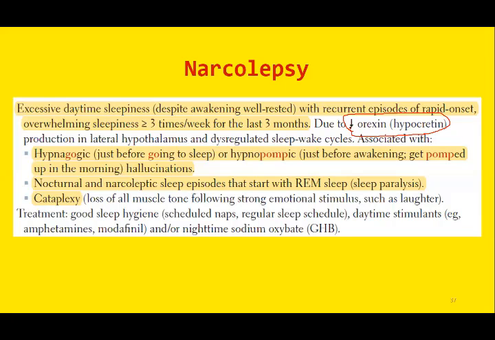So this is all for today's session. Today we discussed what is sleep, why do we sleep, what are the types of sleep, and what are the important disorders related to sleep. Tomorrow, inshallah, we will discuss brain waves and electroencephalography.